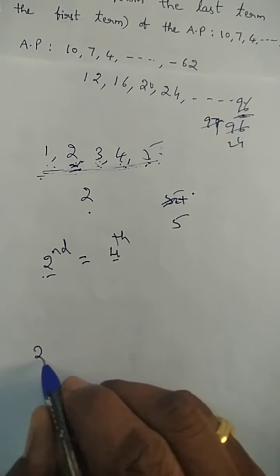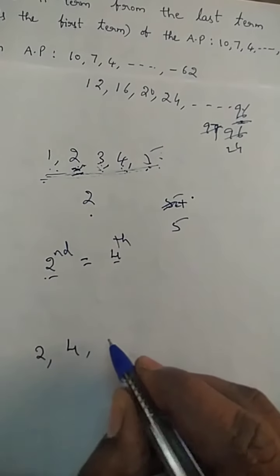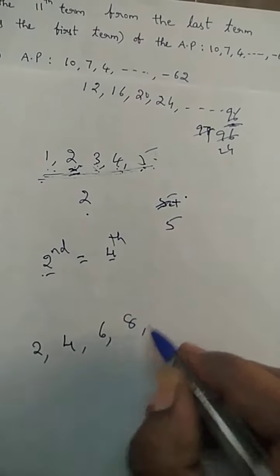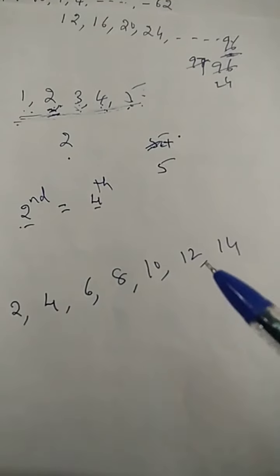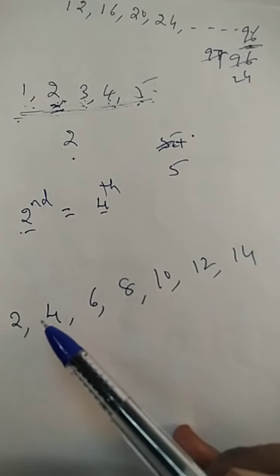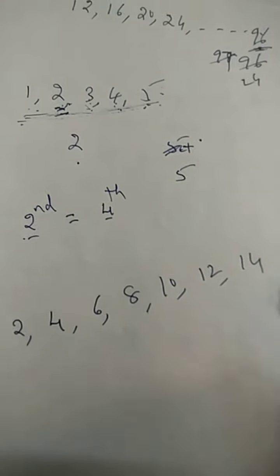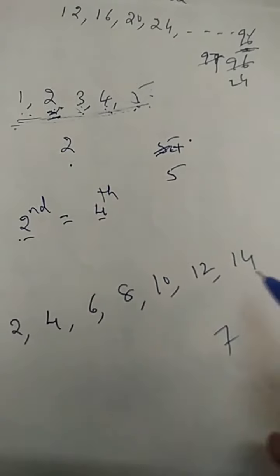In the same way, one more example: 2, 4, 6, 8, 10, 12, 14. These numbers are there. How many numbers are there here? 7. What is the third term from the last?